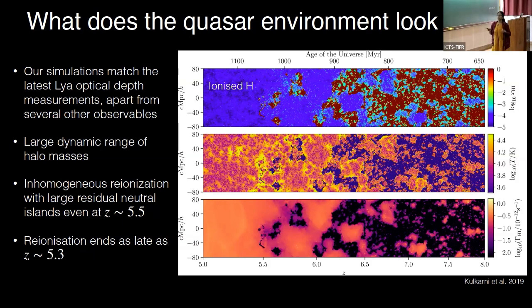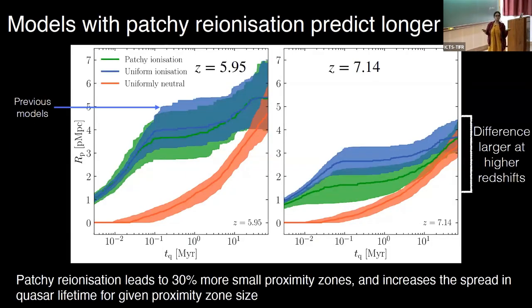And we also have a large dynamic range of halo masses. So I take these simulations, populate halos with quasars, and then use a line of sight radiative transfer code that I've written to compute mock spectra. And from the mock spectra, I can then study the evolution of proximity zone size as a function of lifetime.